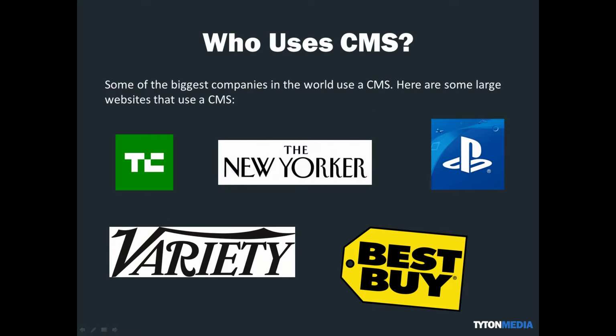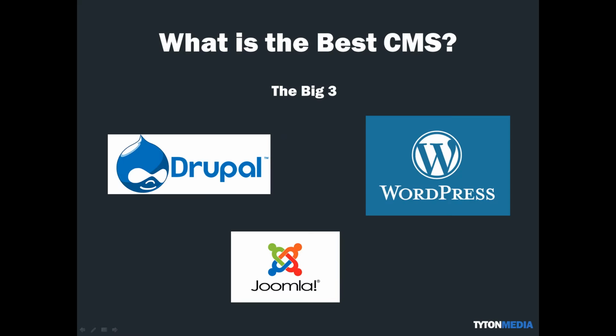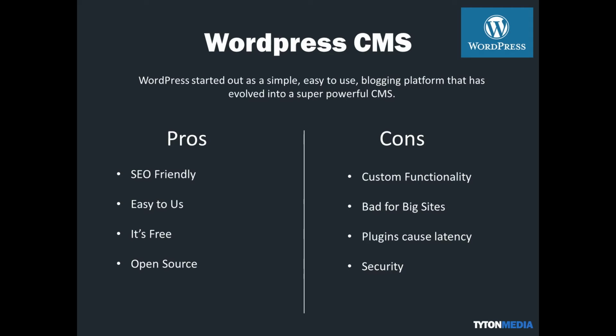There are plenty of great content management systems out there, and each of them has positives and negatives. But as far as the best go, there are three main CMSs that pretty much rule the entire CMS market. As mentioned before, WordPress is easily the most popular CMS among webmasters online. WordPress started out as a simple, easy-to-use blogging platform that has evolved into a super powerful CMS. There are a lot of reasons that make WordPress so great.